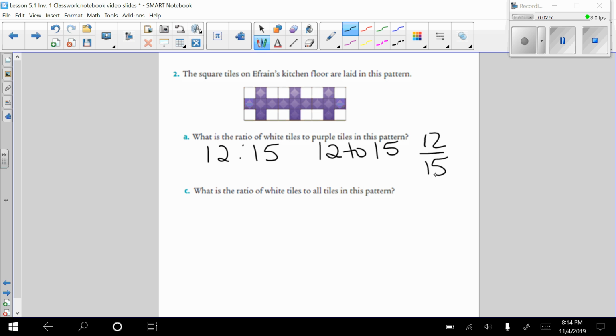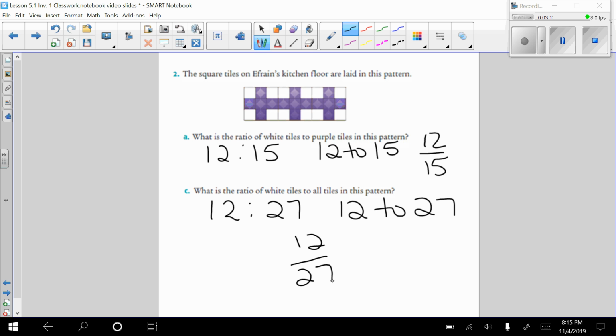What is the ratio of white tiles to all the tiles in the pattern? Again, how many white tiles do we have? We have 12. How many total tiles do we have in this pattern? It is 27. So it is 12 to 27. Again, writing it in 3 different ways, all mean the same thing.